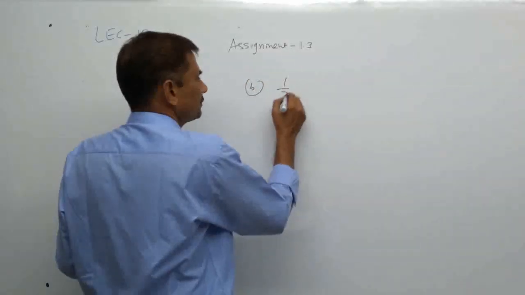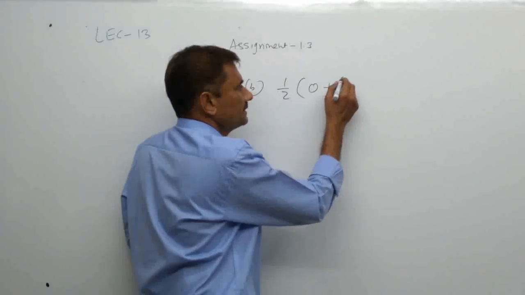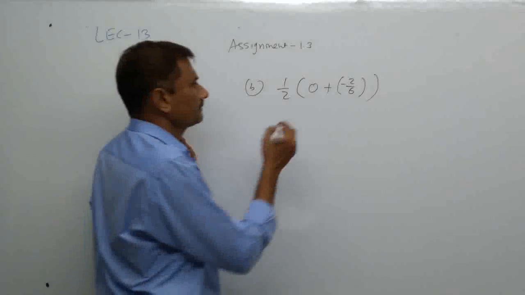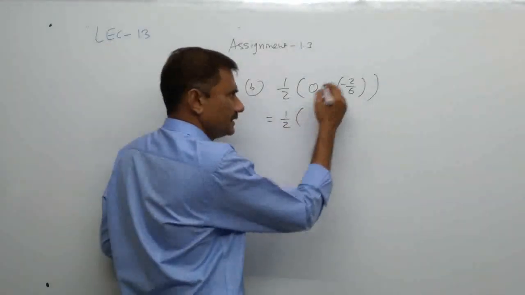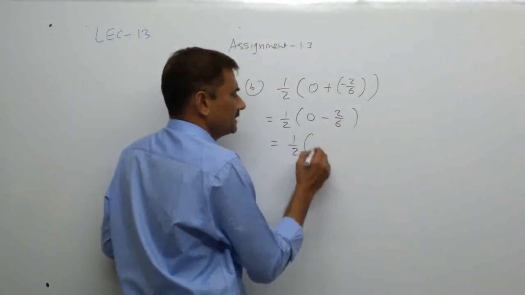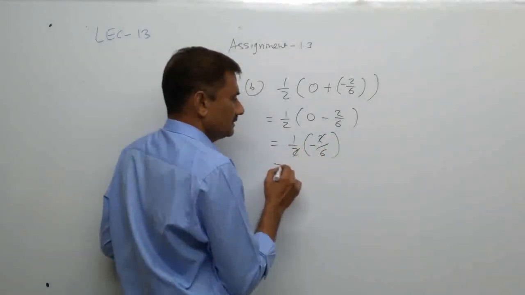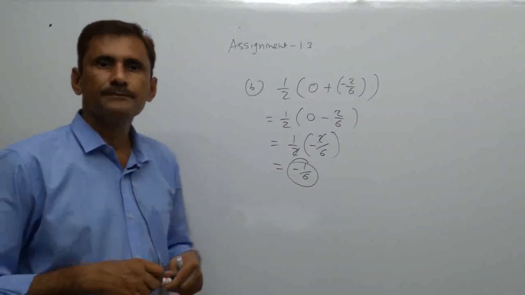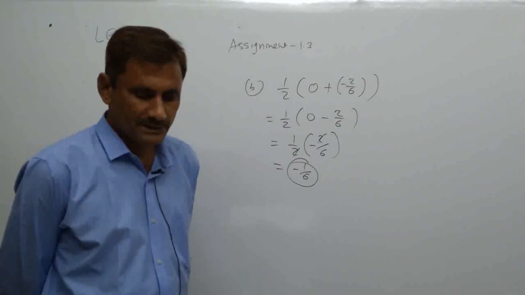Take the average of both ones. 0 plus minus 2 by 6, times 1 by 2. It is 0 minus 2 by 6, meaning minus 2 by 6. The 2 cancels, giving minus 1 by 6. So B is the option. Obviously it is between.